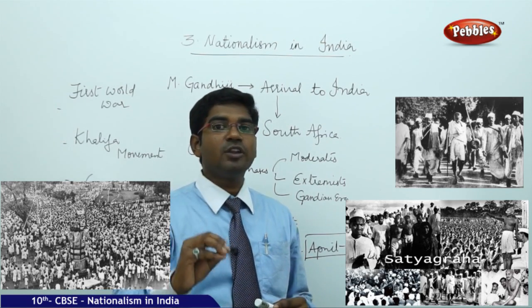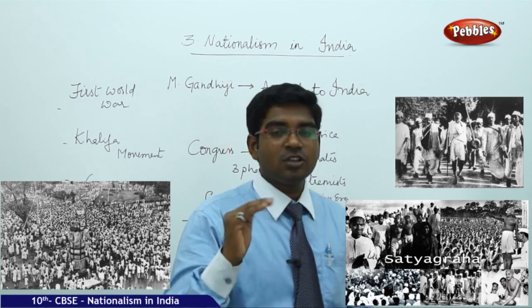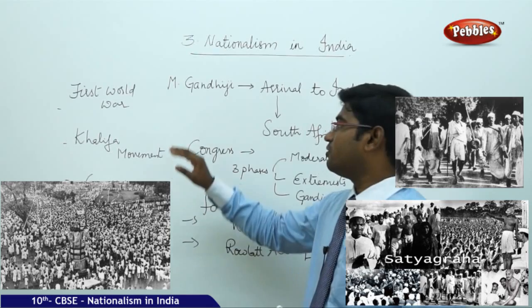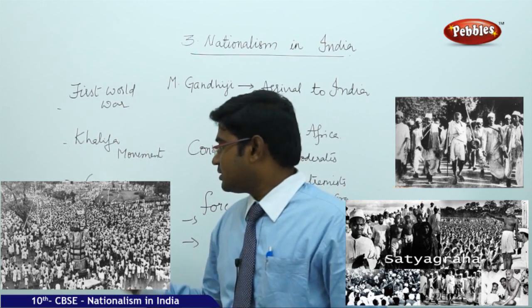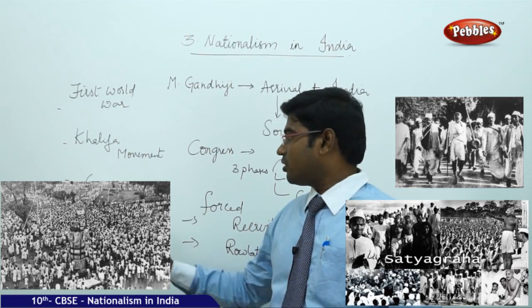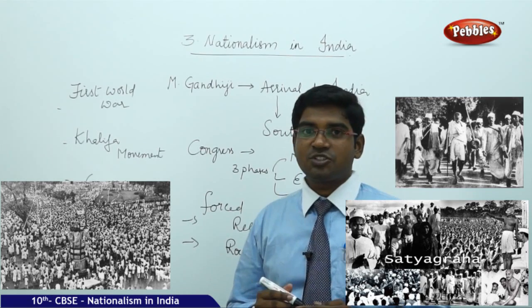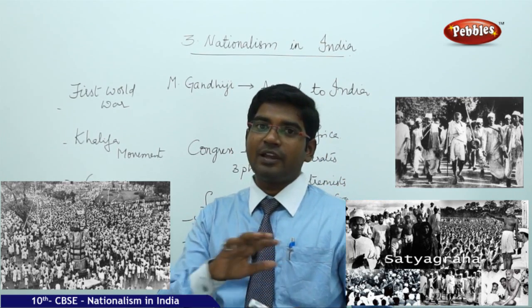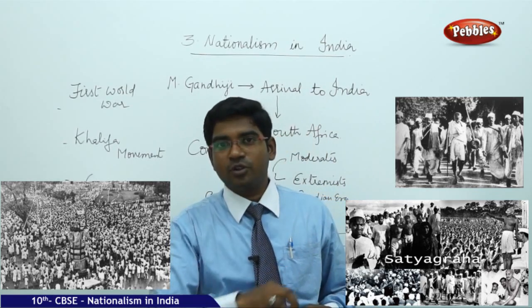Why did Gandhiji prefer only a peaceful manner? His philosophy is peace and non-violence. He wanted to go with the weapon of satyagraha. Satya means truth, the power of the truth, and agraha, the strength to search. When you are fighting for truth, you need not be violent. The truth itself will be victorious always.